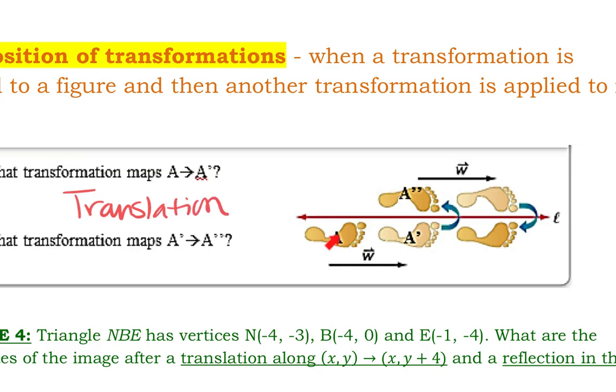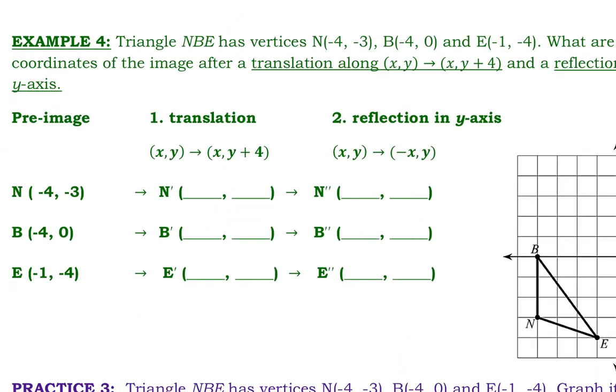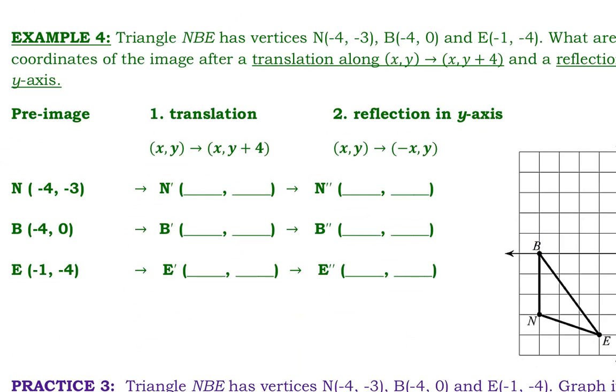And then you went from A prime to A double prime. Was that a translation or a reflection? That one was a reflection. All right. So a composition is when you have multiple transformations happening to a point. Now with this one, to me, it's easier to do it all algebraically.